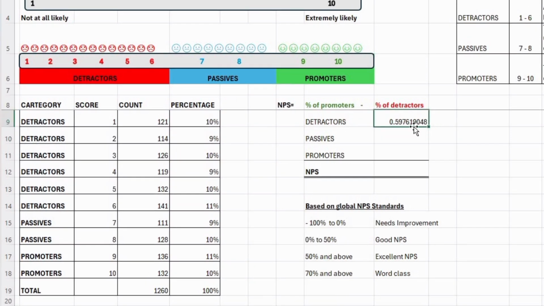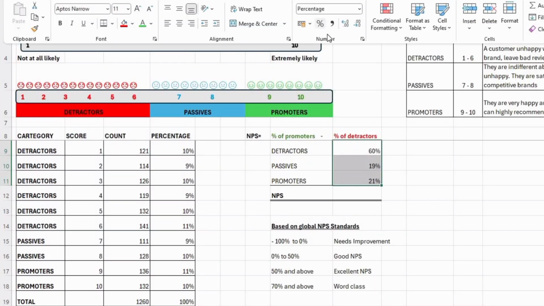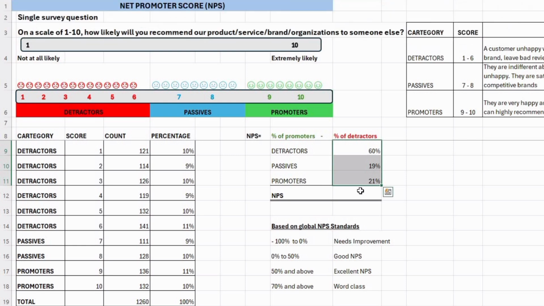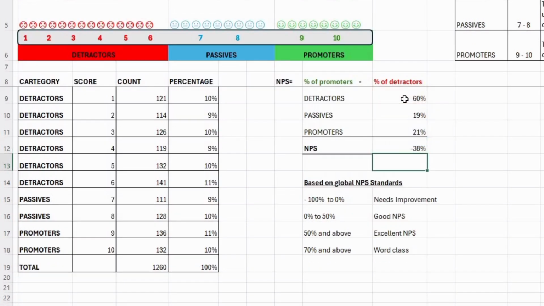Then I can copy the formula down using Ctrl D and change the format to percentage. Now that we have the total percentage for each category put together, we can go ahead and calculate the NPS, which is the percentage of promoters. We'll ignore the passives and minus the detractors, then press enter. Our NPS score is a negative 38%, which is a very bad NPS score.